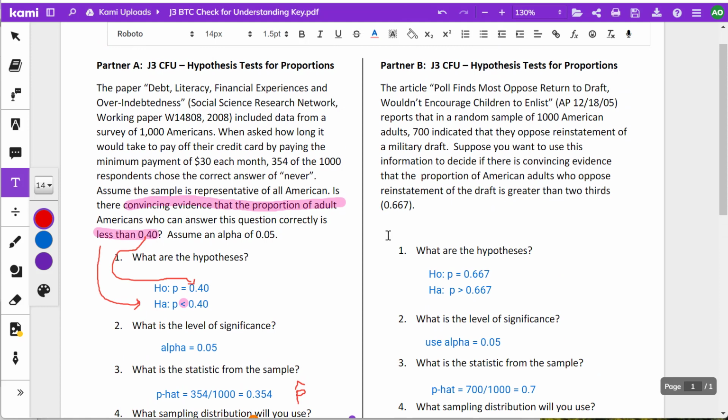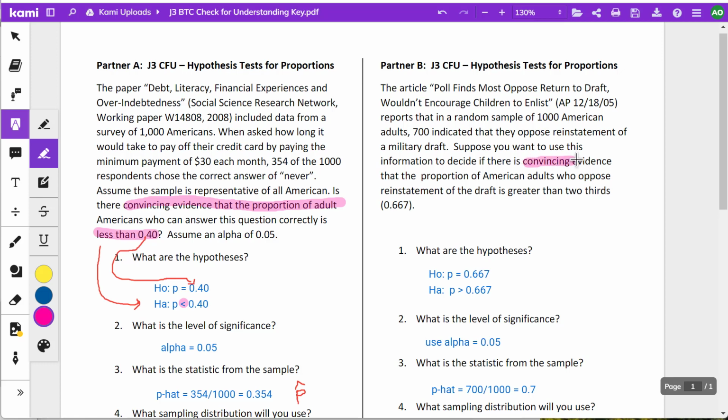All right. Now, on the other side, the article "Poll Finds Most Opposed to Return to Draft, Wouldn't Encourage Children to Enlist." This article reports that in a random sample of 1,000 American adults, 700 indicated that they oppose reinstatement of the military draft. Suppose you want to use this information to decide if there is convincing evidence, keywords right there, that the proportion is greater than 2/3. And here they give us a number.